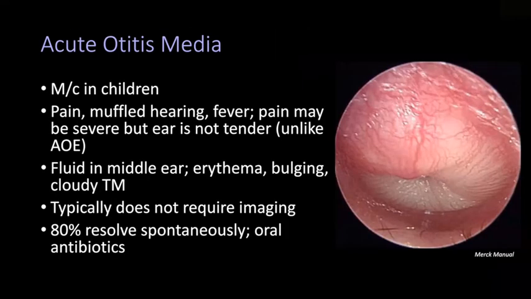Acute otitis media is infection of the middle ear cavity and most commonly is seen in children. Patients typically present with otalgia, muffled hearing and fever, and the pain may be severe, but the ear itself is not tender, unlike with acute otitis externa. An otoscopic exam demonstrates a middle ear effusion and erythema, bulging, or a cloudy appearance of the tympanic membrane. These patients typically do not require imaging, and most will resolve spontaneously, though many patients may also be treated with oral antibiotics.